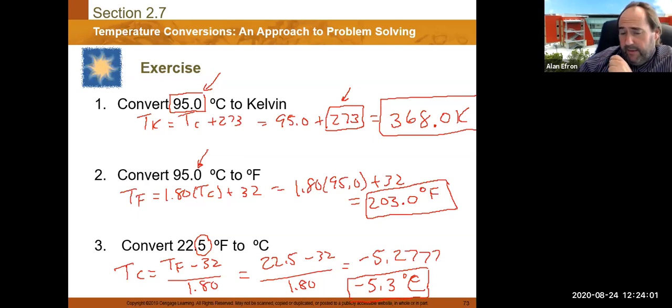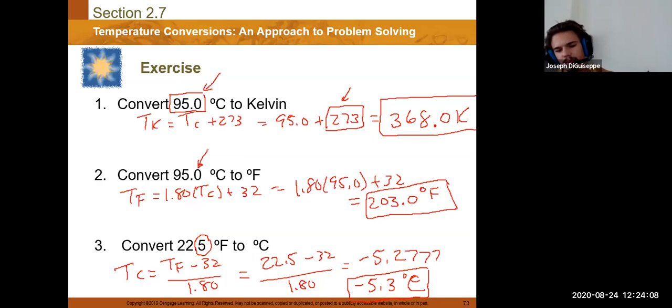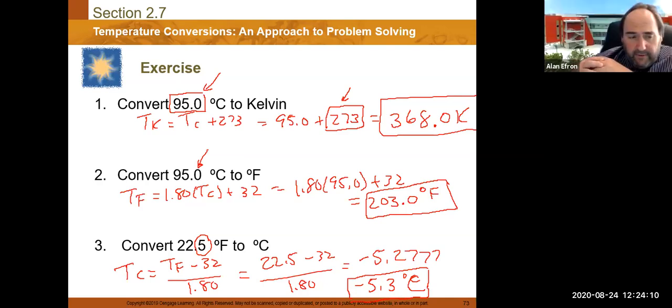So again, I don't know how you punch it in, but you might want to do 22.5 minus 32, hit equals, and then divide. Okay, that's probably what it was. Yeah, so sometimes, much like we were talking about with conversions, you try to punch everything in all at once. Depending on the way your calculator's programmed, it might give you the wrong answer.